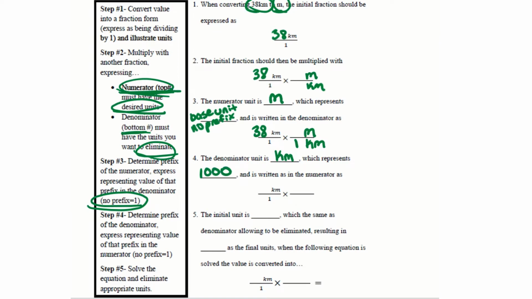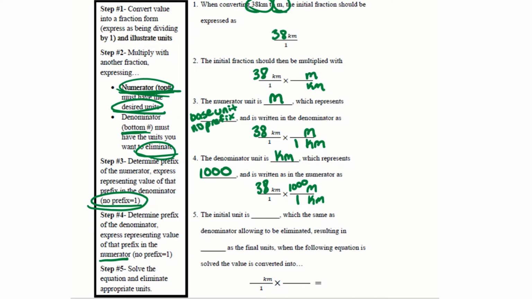Now, when we are writing everything out again, let's review what we know. We know that it is 38 kilometers divided by 1 times meters over kilometers. We know that it is 1 kilometer. And now we know that because my denominator is kilometers and that it represents 1,000, I'm going to write in that value on the numerator value. So this would be now 1,000. Okay, step 5. Solve the equation and eliminate the appropriate units.